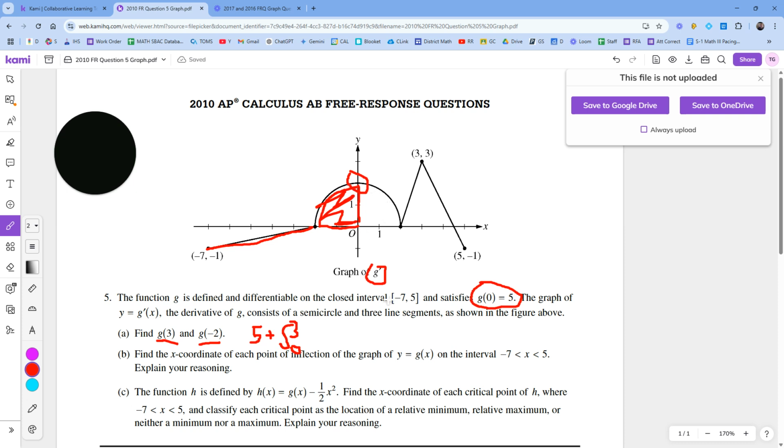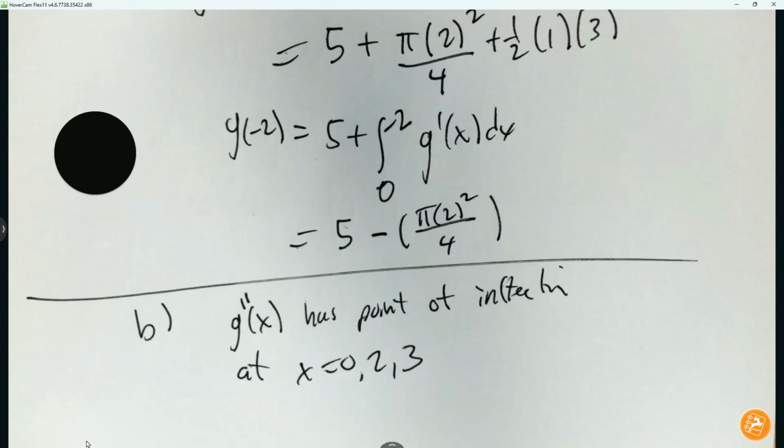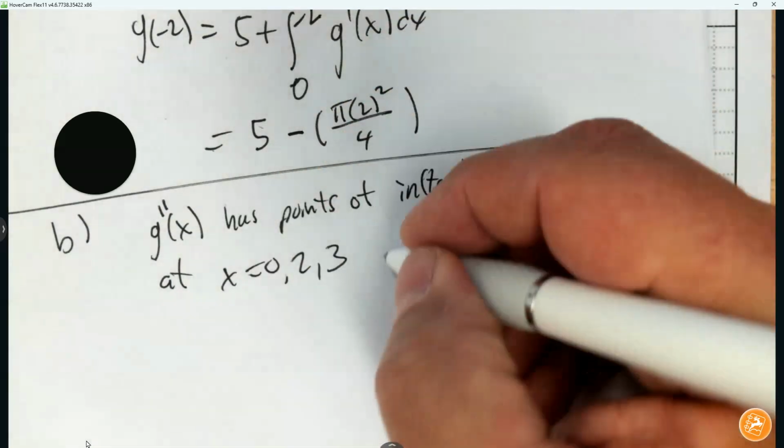So at x equals 0, I'm just going to write this down. And where else does it have one? So it's concave up. Now it's concave down. Oh, it changes again here to be concave up. That's at 2. And now it's concave up, and then it changes again, and it's concave down at 3. So we have the answer. Now we're going to write down the word because.